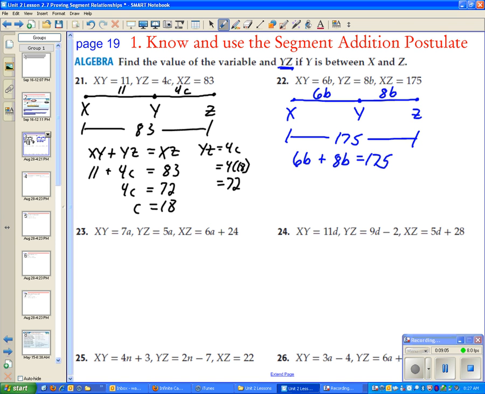All right, 6b plus 8b. And what's 175 divided by 14? 12.5. And then the last thing, find the length of YZ. All right, YZ was 8b. So what is 8 times 12.5? It's 100.